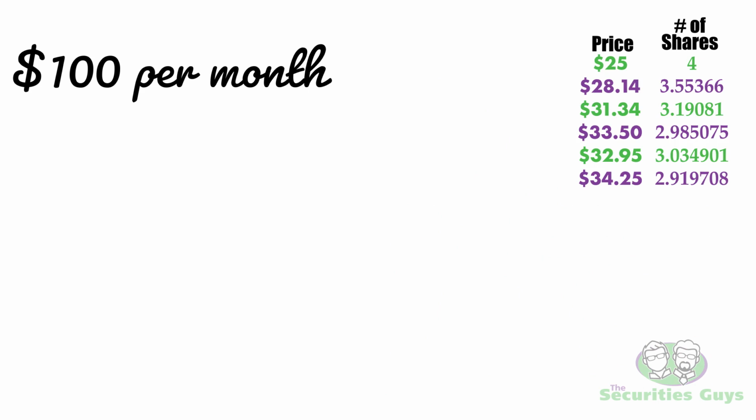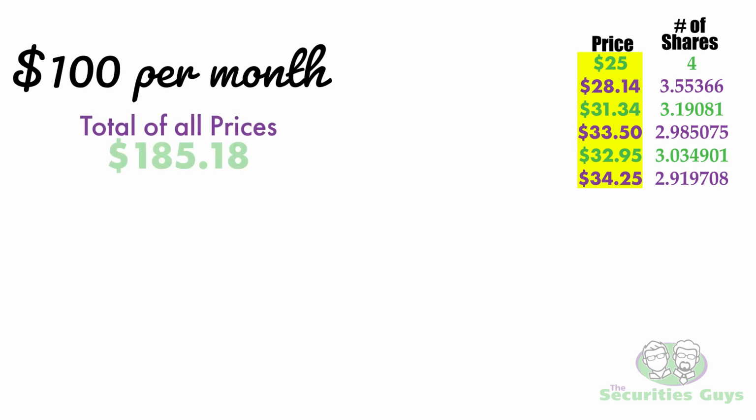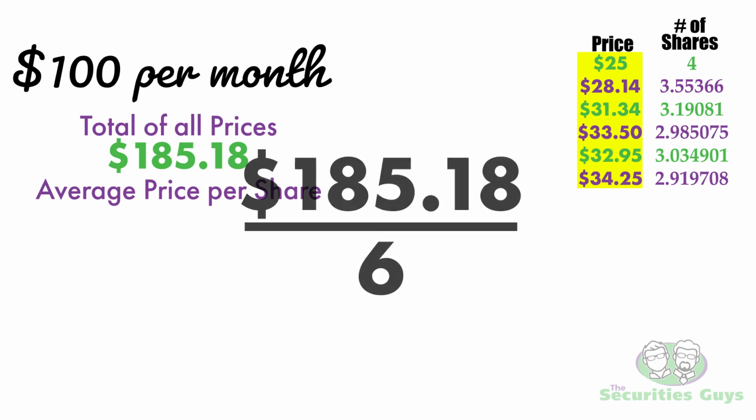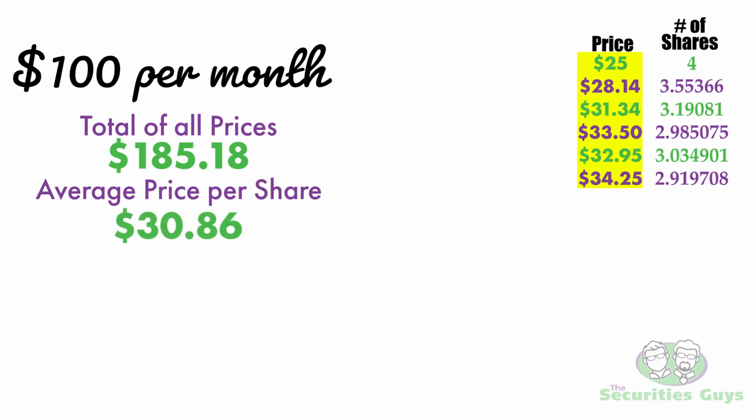We purchase shares at 25, 28.14, 31.34, 33.5, 32.95, along with 34.25, for a total of $185.18. We had 6 total prices we purchased at, so dividing by 6, the average price is $30.86 that we paid on those 6 times.